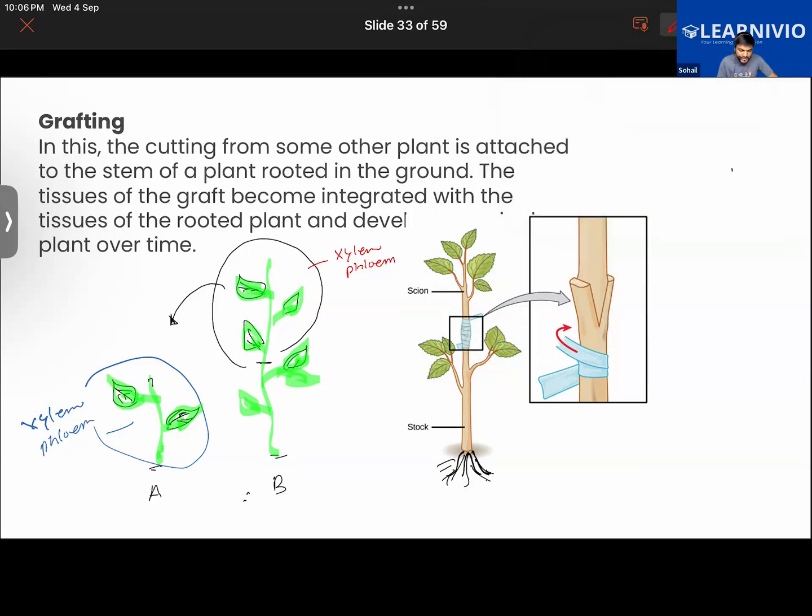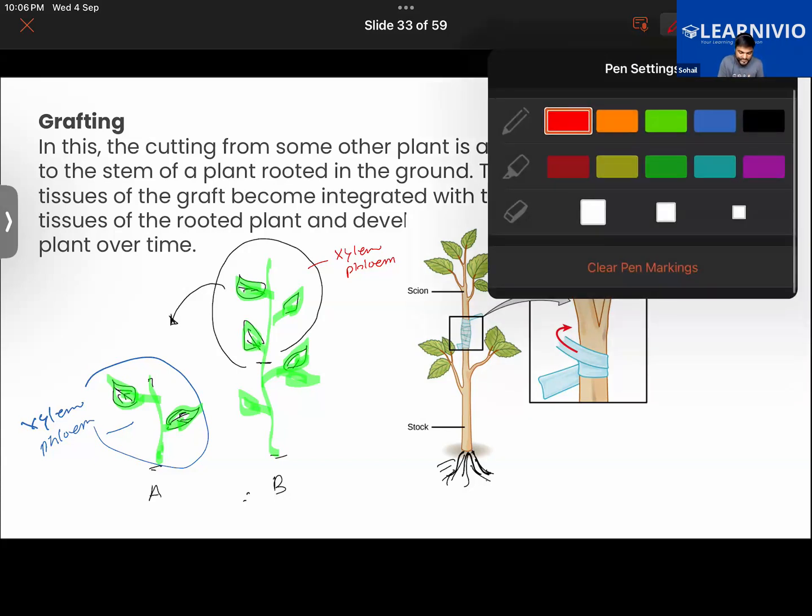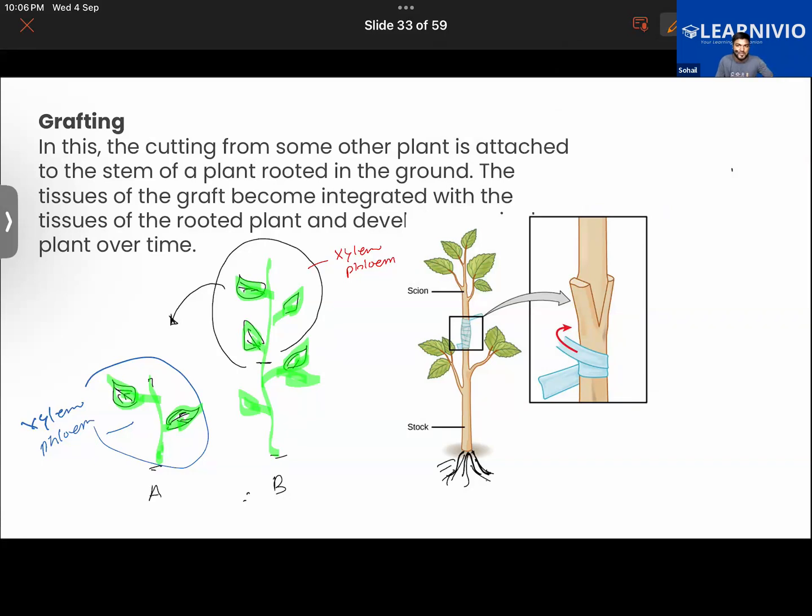Yes, sir. So earlier they had different tissues, different xylem and phloem, but when they were grafted like this, their nervous system combined together. So the nervous system of both of them connected together to form a new variety of plant. That is the thing.